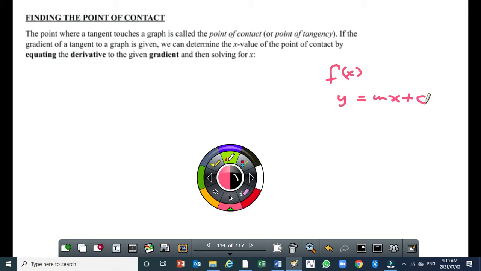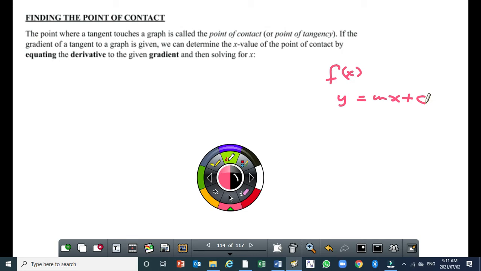And sometimes you might need to equate the two in order to solve for x and y at the point of contact. I know it sounds a little bit complex, but it's not, right? So you may need to find the point of contact. Here, the point where a tangent touches the graph is called the point of contact. By now you should know that. It's also called the point of tangency, right?